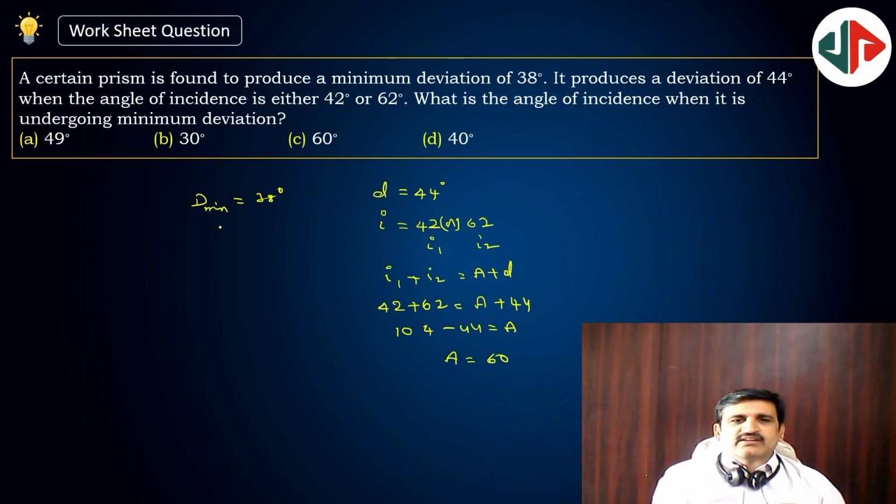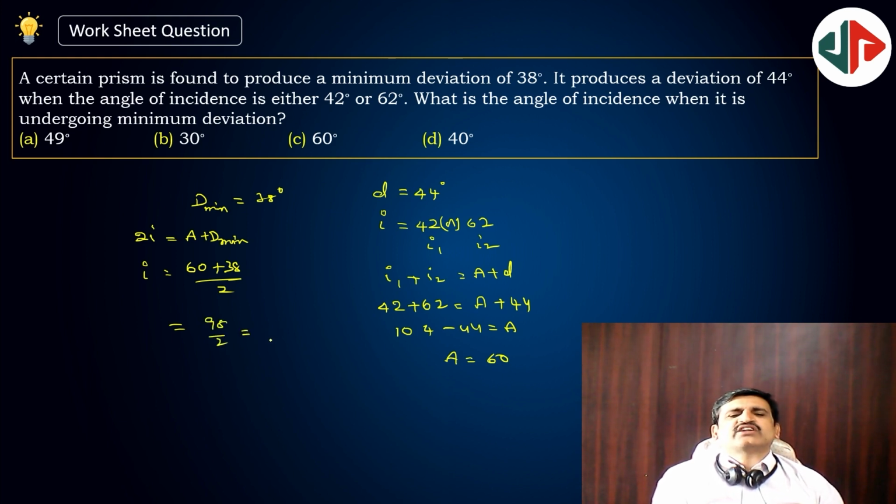Now in the case of minimum deviation, I1 plus I2 is equal to A plus D minimum, because I1 and I2 are equal at minimum deviation. So 2I equals A plus D minimum, so I is equal to 60 plus 38 by 2. So no guessing. In physics you shouldn't guess, you have to do the calculation. This is 98 by 2, which means 49.